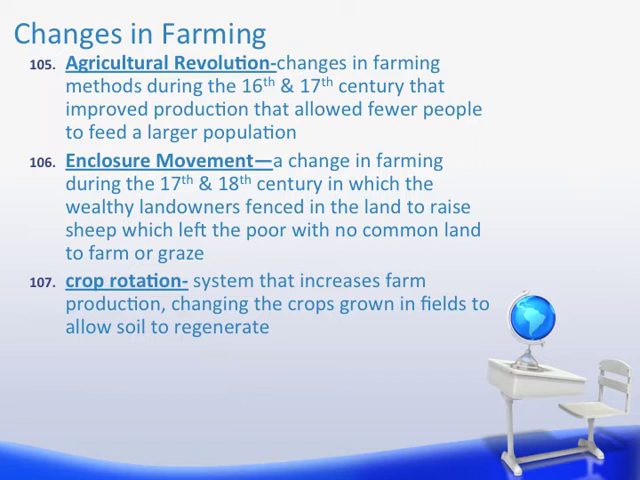They also start to figure out crop rotation. This is a system that increases farm production because they figure out what crops to grow in each field to allow the soil to regenerate. So, for example, if you grow beans one year, you grow the cabbage the next year, and that helps regenerate the soil so you can keep getting a large crop instead of a smaller and smaller crop because you're depleting the soil.